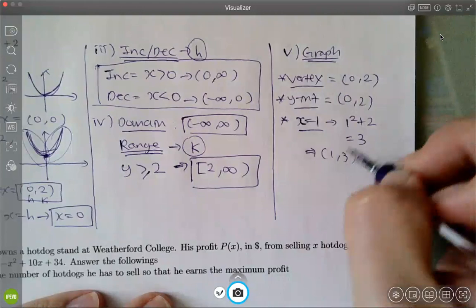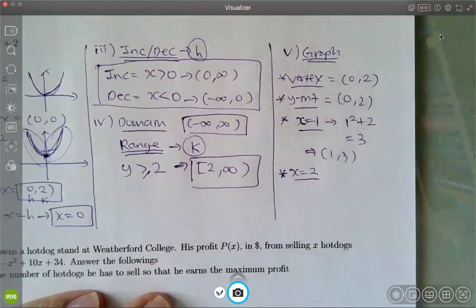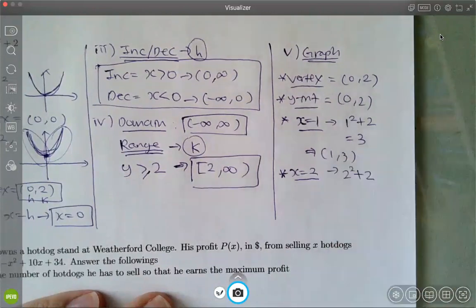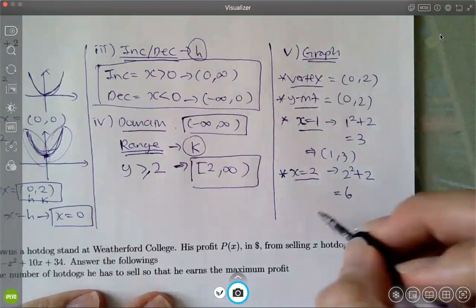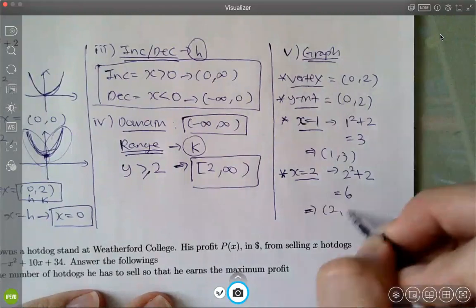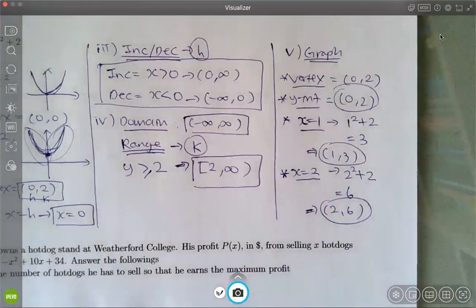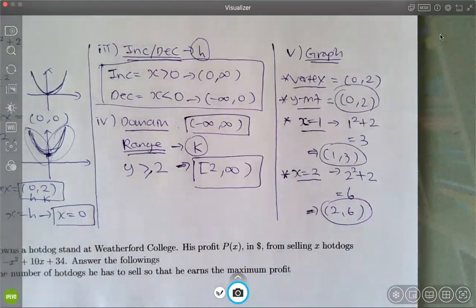And then you can try x equals 2, for example. So it's 2 squared plus 2, which is equal to what? 6, right? So it's at (2, 6). So we have (2, 6), (1, 3), and (0, 2). Or you can plug in like -1, for example. Okay, so that was number 3.